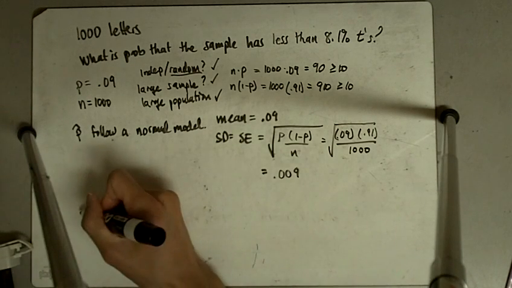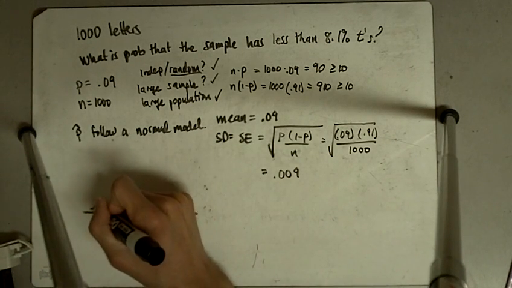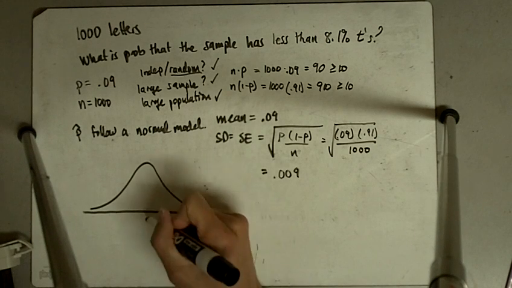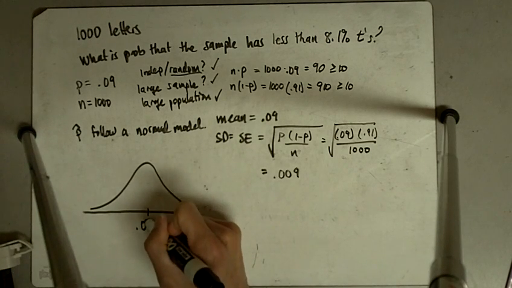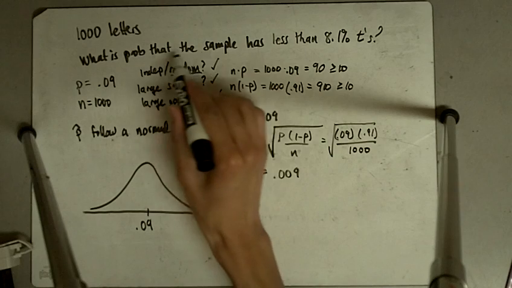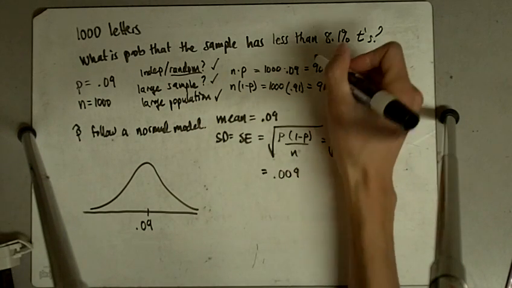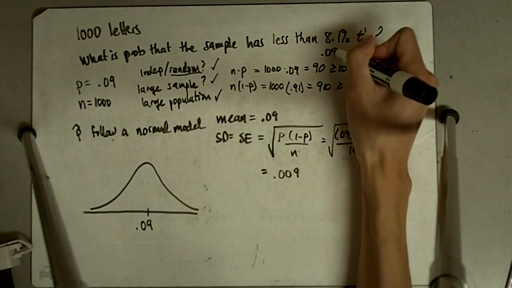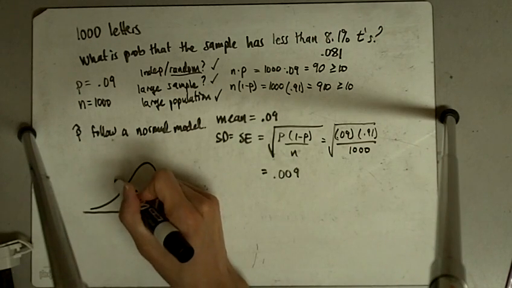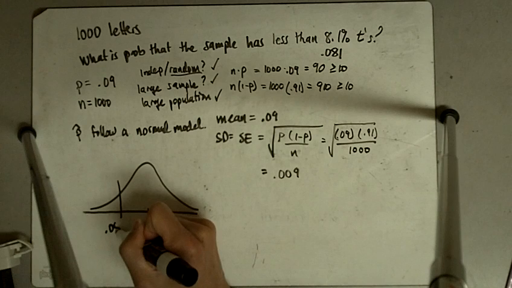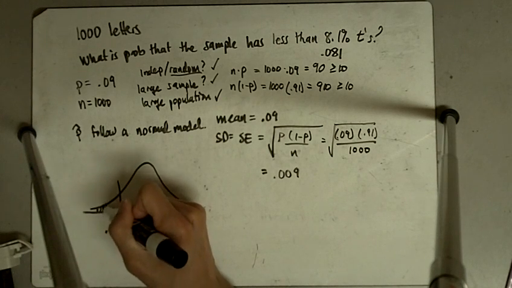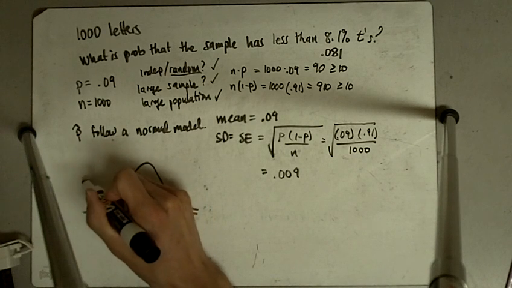Okay, and so now I've got a normal model. I'm centered at 0.09, and it says what's the probability that the sample has 8.1% T's or less? Okay, 8.1% is 0.081. So I'm going to draw a cutoff line at 0.081, and I'm looking for 8.1% or less. This is what I want to know.